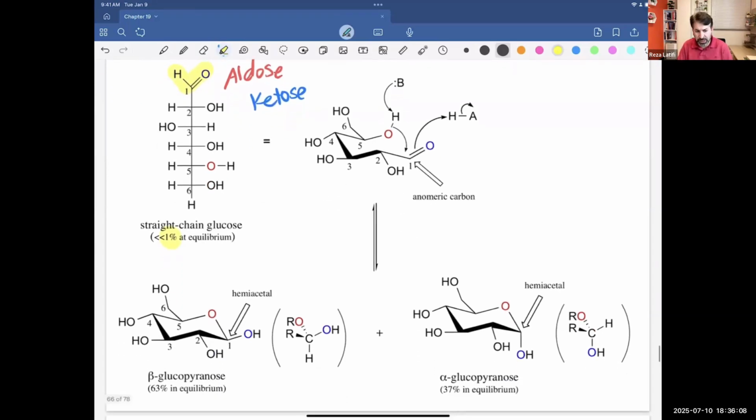And the cyclic version can be in beta or alpha form. Beta is 63%, while alpha is 37%. Now, what's the difference between an alpha and a beta? Look at the hemiacetal center here, and next, highlight the position of OH.